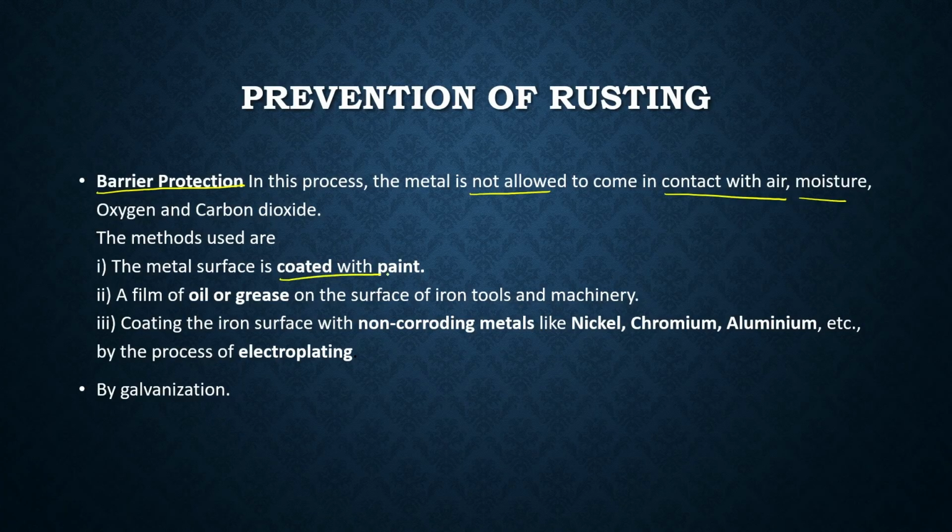So first thing is coating with paint. When we apply paint on a metal surface, it forms a protective layer such that the metal will not now come in contact with the open atmosphere or the moisture. The other method is by applying oil or grease. It's similar to the application of paint. Next thing is by coating the iron surface with a non-corroding metal, means those metals are not prone to corrosion. So we coat it with nickel, chromium or aluminium by the process of electroplating.